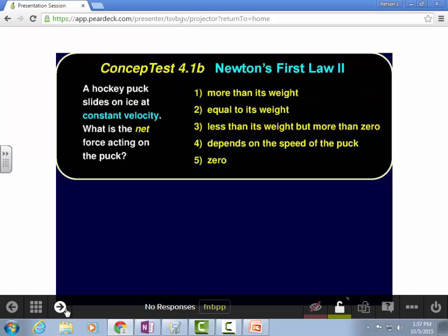A hockey puck slides on ice at a constant velocity. What is the net force acting on the puck? 15 seconds.